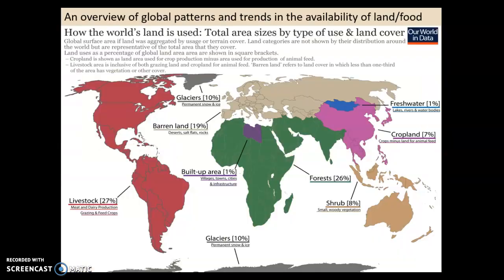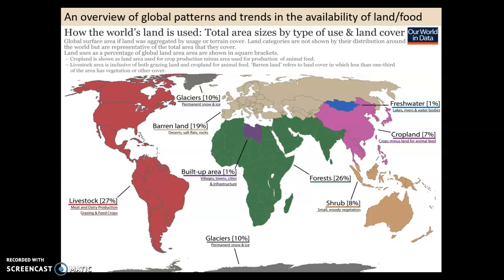Now, this map here shows you the proportion of the total world that is given over to different types of land use. What it's not showing is the fact that South and North America, all they do is grow livestock. It is a proportional representation of how the land is used. So from this you should be able to see that about a quarter of the world's land is used for livestock production. About a quarter of it is forest. About a fifth of it is barren land.